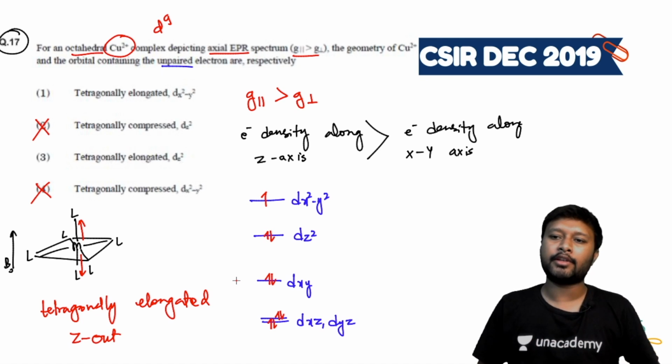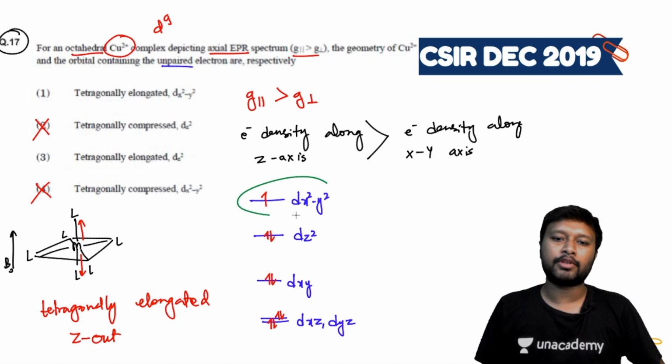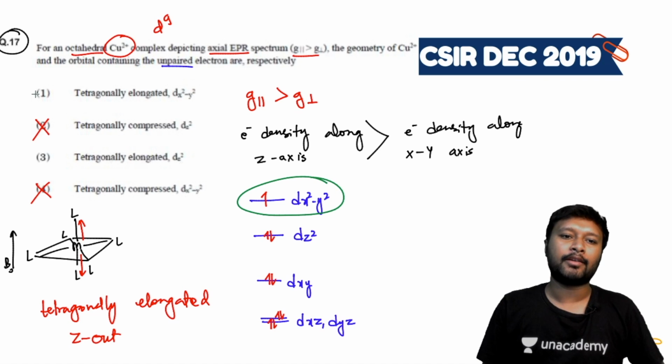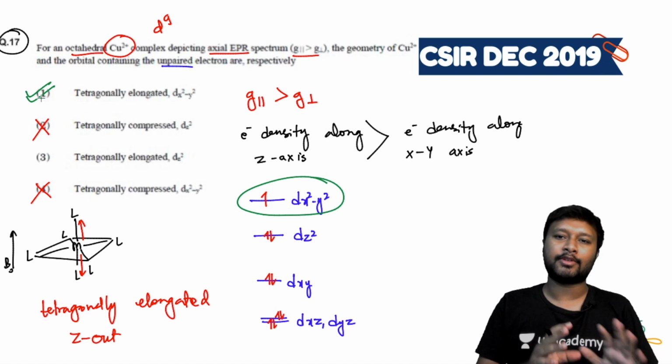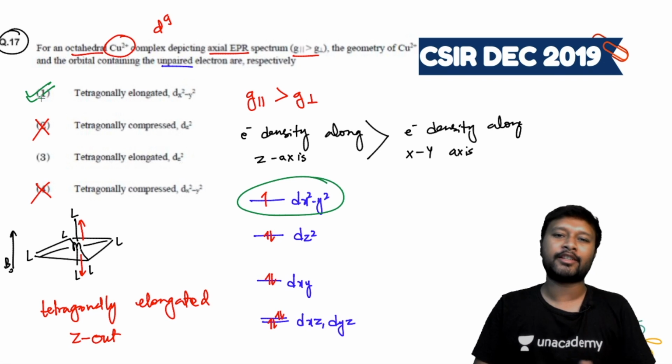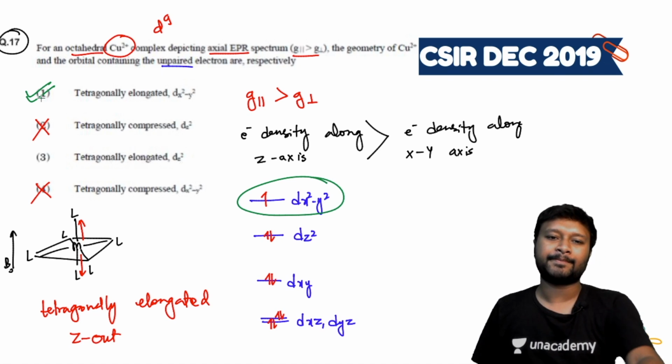And if it is so, then we can easily say that your unpaired electron goes in the dx square minus y square orbital, and that's how your option number 1 becomes the correct choice for this particular question. All right, so this is how we have to do this particular question. Let's go for the next question now.